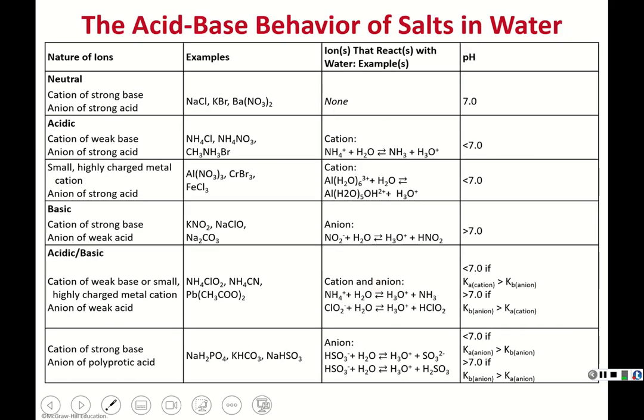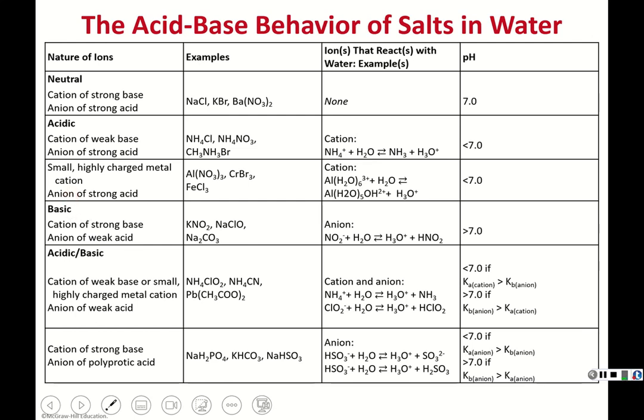Here's a summary table of the conditions we've just talked about with salts. The conditions where you get neutral salts are cations and anions from strong bases. The conditions that will give you an acidic solution are the cation or conjugate acid of a weak base with an anion of a strong acid, or a small, highly charged metal cation with the anion of a strong acid.